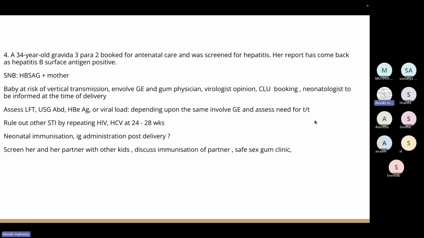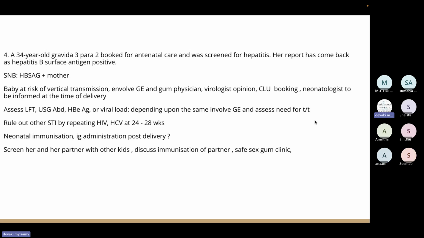Now we need to assess the patient overall, whether the patient is symptomatic or not. Liver function test, ultrasonography of abdomen or liver, HBeAg, HBV viral load, and depending upon that, the gastroenterologist will be involved for need of antiviral medications. Okay, so the safer antiviral medications can be considered depending upon the baseline investigations the patient has. Very nicely, you mentioned that we need to rule out any other sexually transmitted infection like HIV, HCV. If HIV was done at booking, we may have to repeat after 3 to 6 months. Okay, so that is very important.